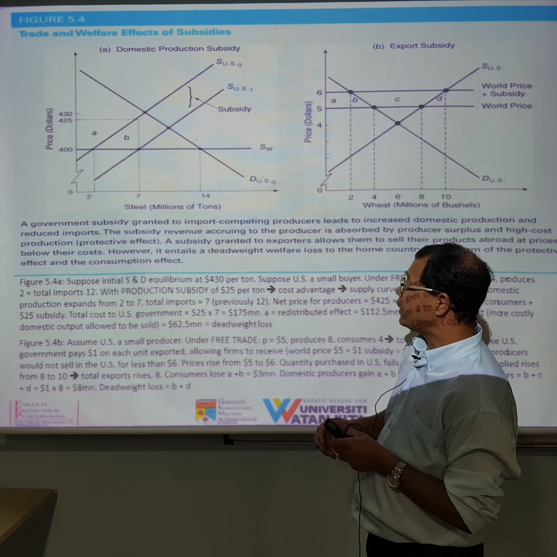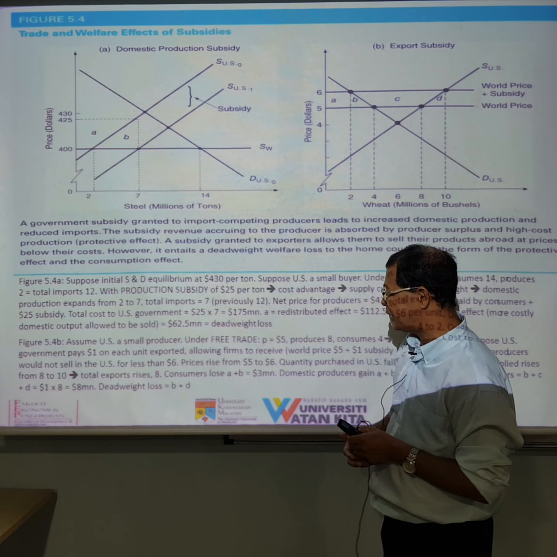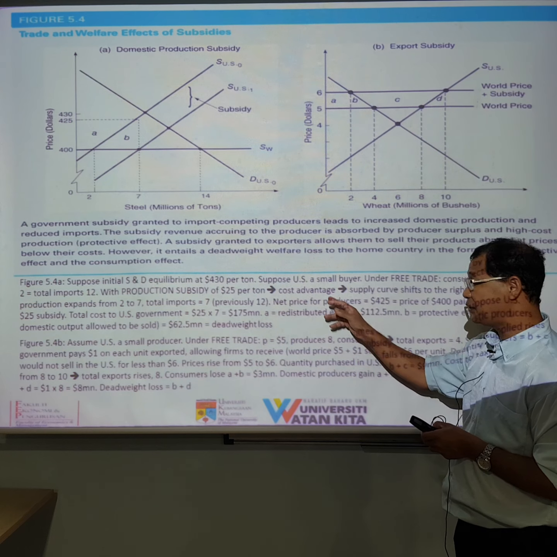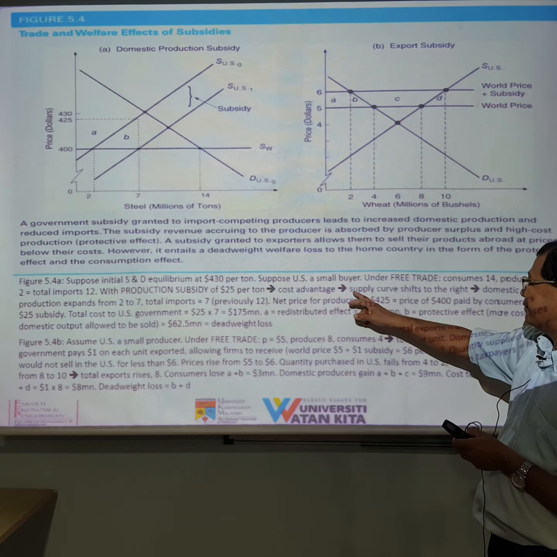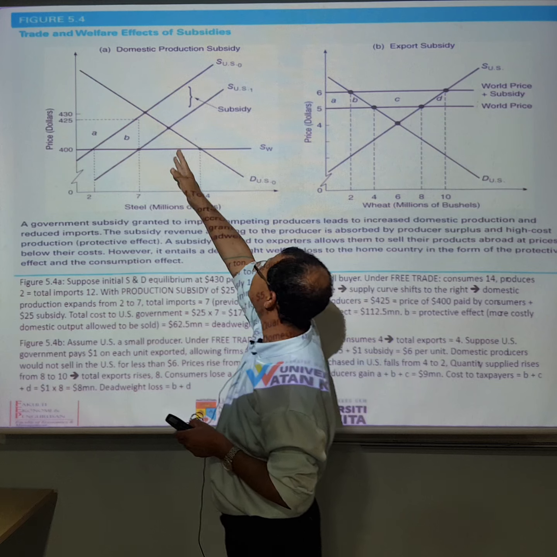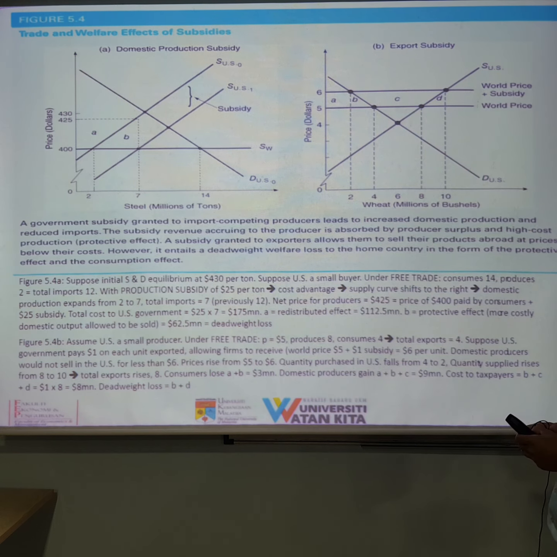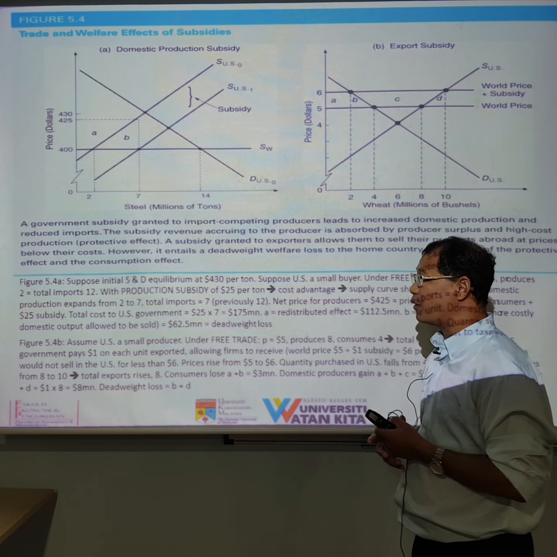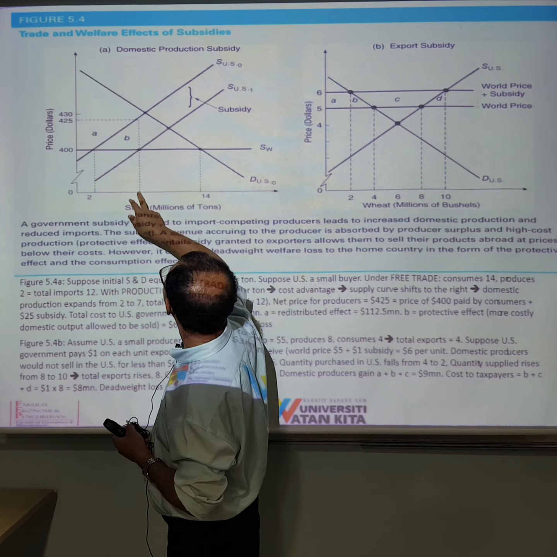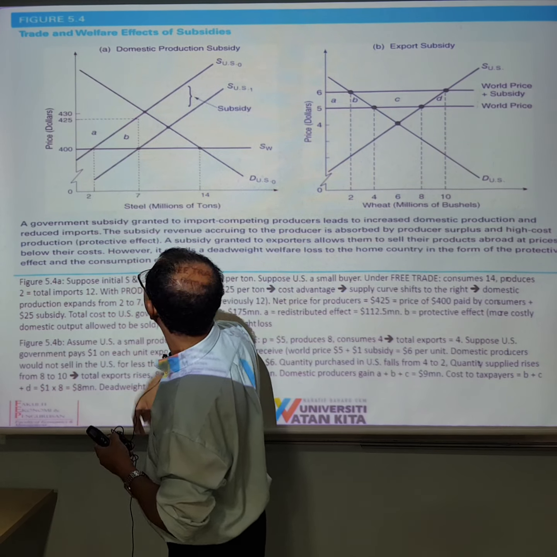Okay, now with the production subsidy, this was free trade. Suppose the subsidy is $25 per ton. That gives a cost advantage to United States producers. As a result, the supply curve shifts to the right with the subsidy. So domestic production expands from 2 previously under free trade to 7 with the subsidy.